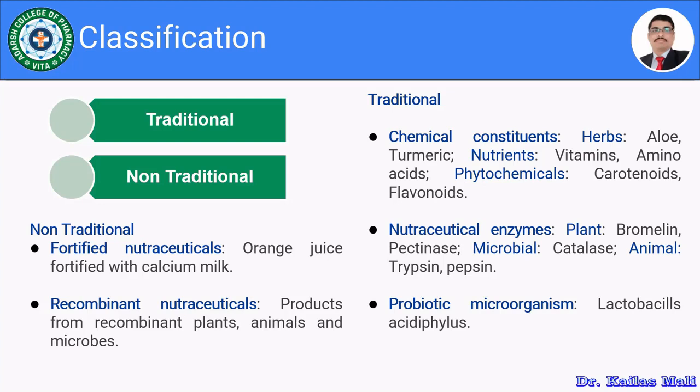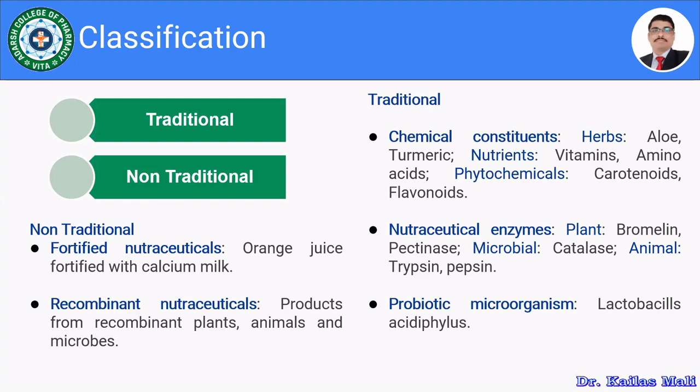The nutraceutical enzymes, furthermore, are being classified as plant, microbial, or animal. So plant, for example, bromelain and pectinase, both are the enzymes which are being obtained from the plant. Then the catalase enzyme, which is being obtained from the microorganism. Then the trypsin and pepsin, which are being obtained from the animal source. So in this way, the nutraceutical enzymes are going to be classified. Then probiotic microorganisms, for example, Lactobacillus acidophilus.